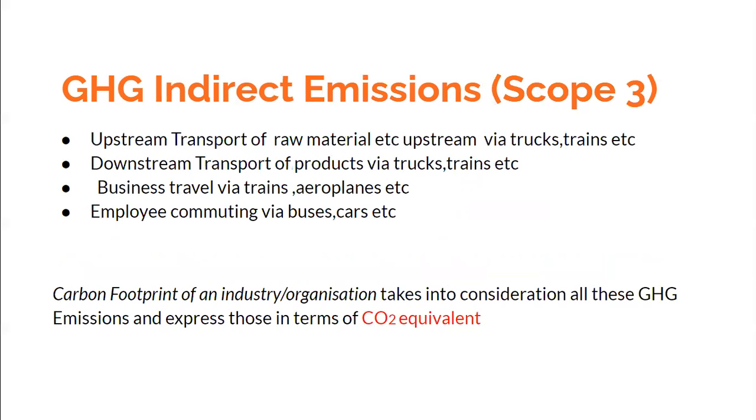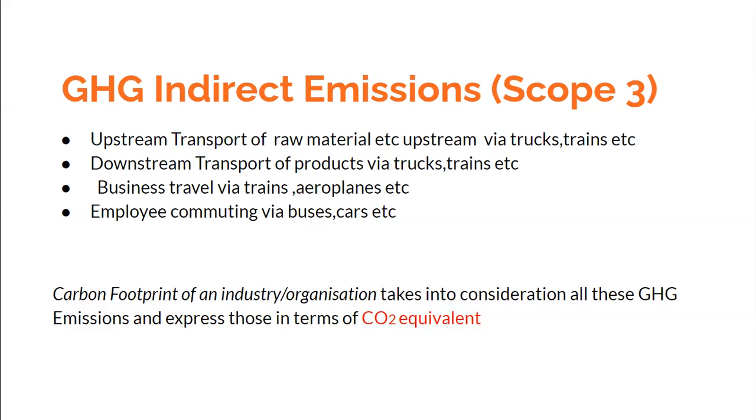In scope 3, we would be interested in focusing on the transport upstream and downstream of that industry. By upstream, we mean the transport of raw materials via trucks, trains, etc., flowing into the company. And by downstream, we mean the transport of the manufactured products, again via trucks, trains, etc., out of the company gates.